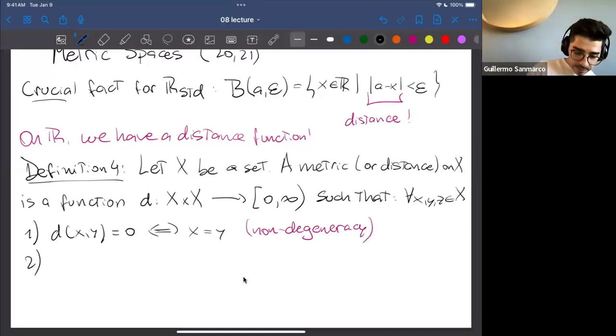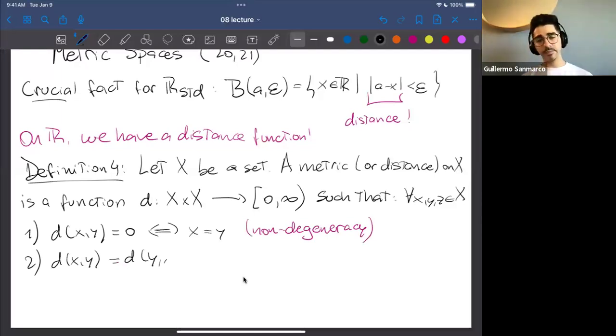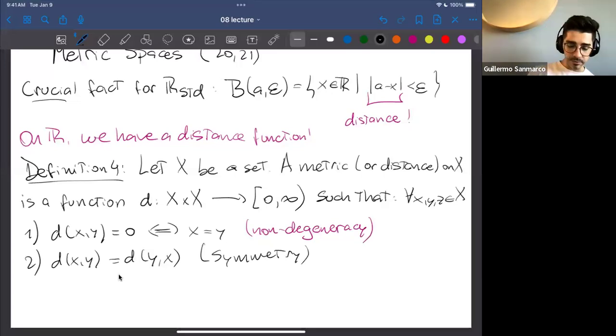Second one is computing the distance from X to Y should be the same as computing the distance from Y to X. And a function satisfying this is called symmetric. That also makes sense. It shouldn't matter where you compute the distance from.